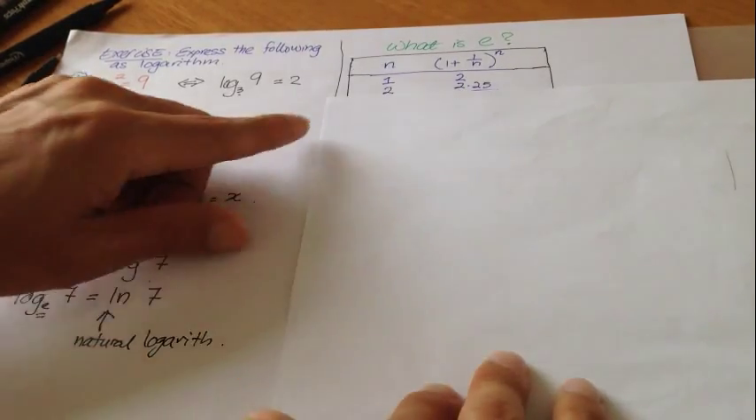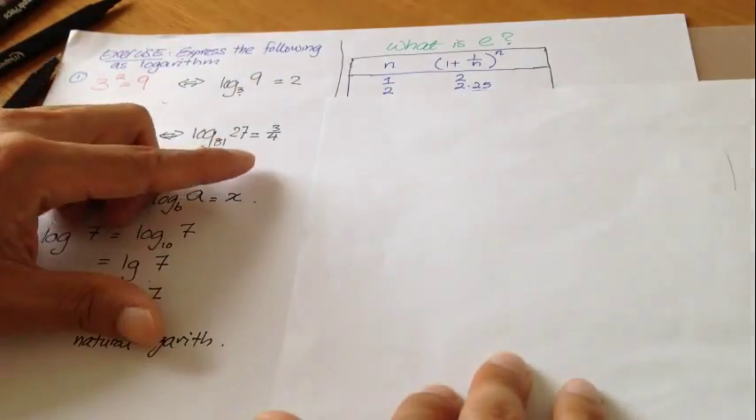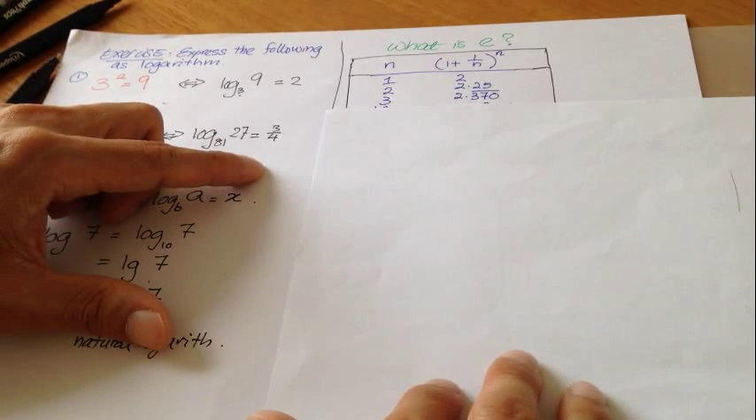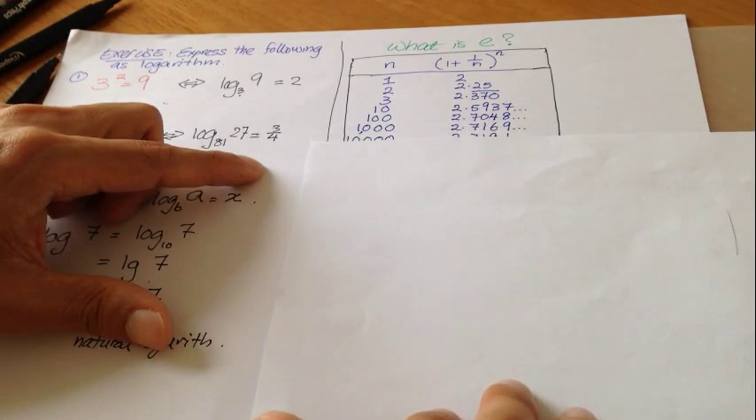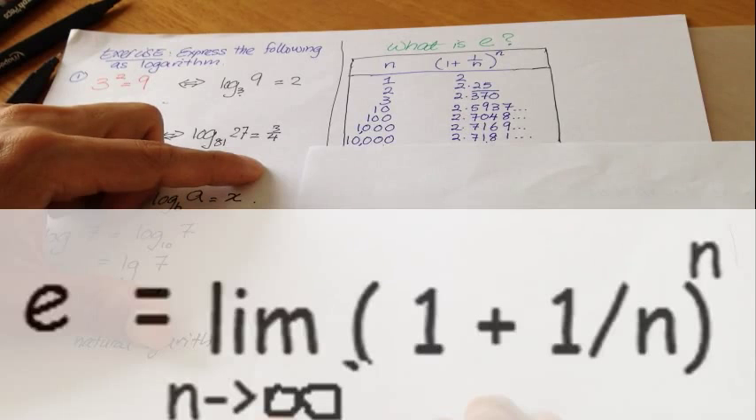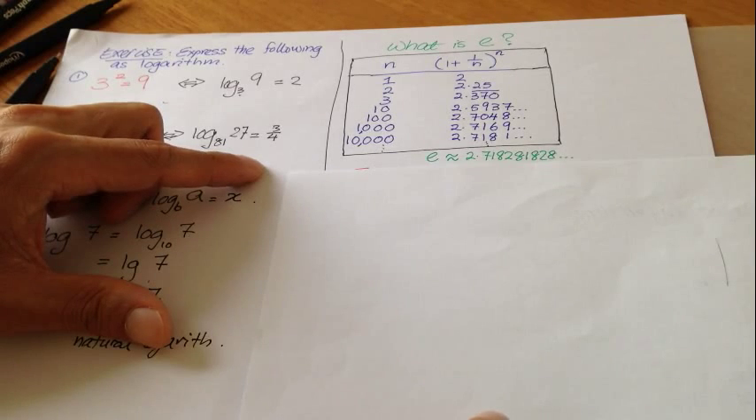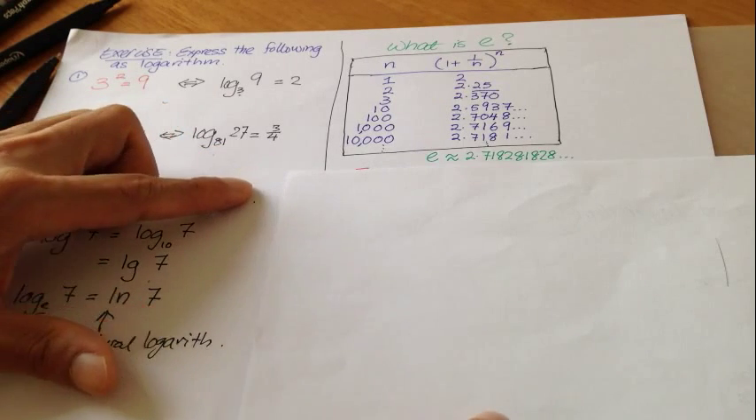And if you have 2 for n, so 1 plus a half raised to the power of 2, then you get 2.25. If you continue this process and let n become larger and larger, you will see that eventually this value will reach a limit, and it will never exceed this limit. This particular limit is called e, and it is roughly 2.718281828. This discovery was made by Euler.